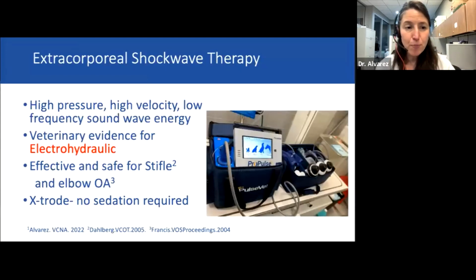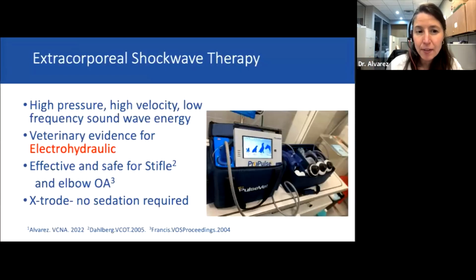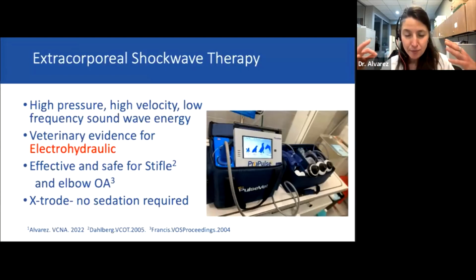So on extracorporeal shockwave therapy, for any of you who are not familiar with it, these are high pressure, high velocity, but low frequency sound waves that are going to penetrate the tissue. And inside that tissue, what happens is we get cavitation. So basically first a bubble forms and then the bubble collapses. And when that happens, we get a massive infiltration of blood flow to the area, a high release of endorphins, and in general sets up a healing mechanism within the body.